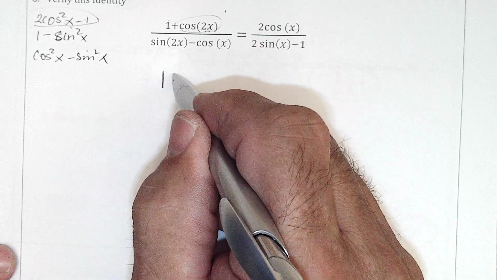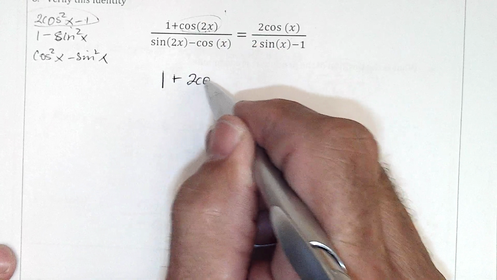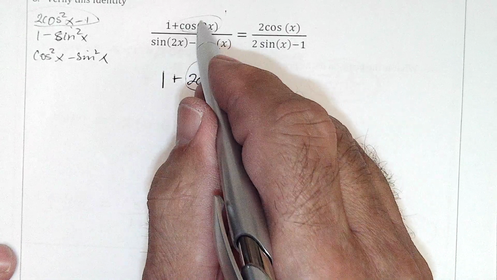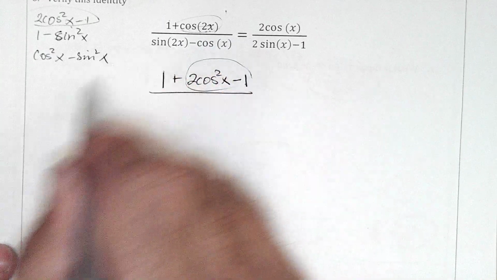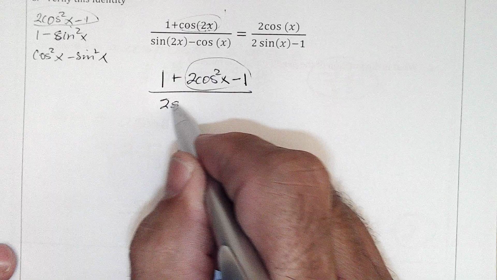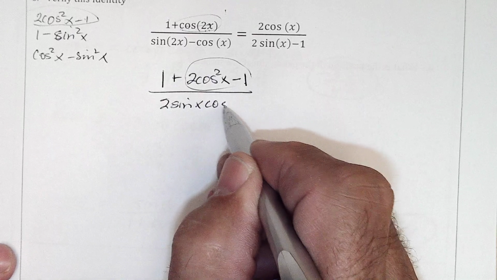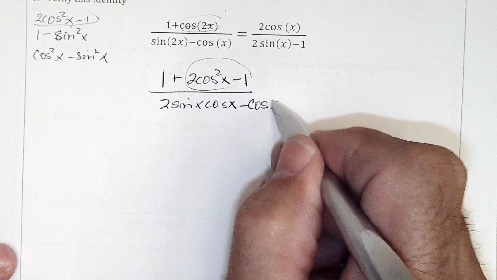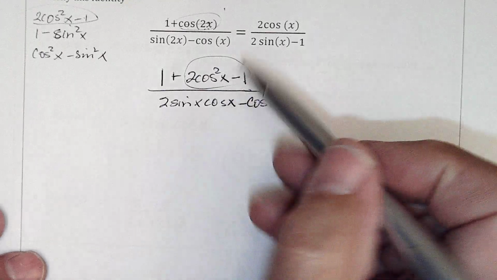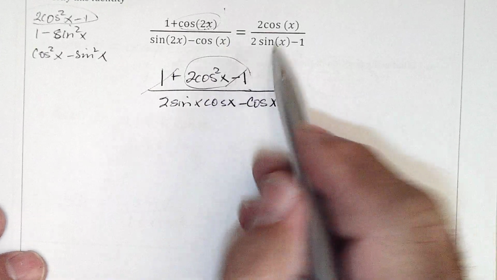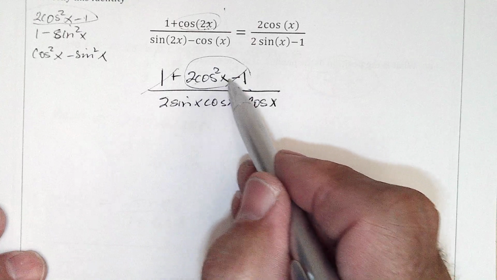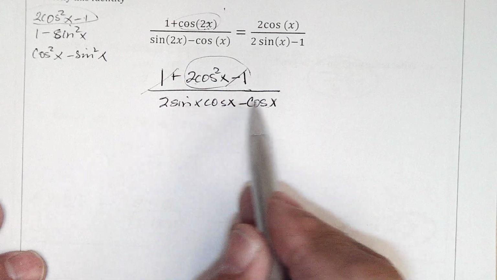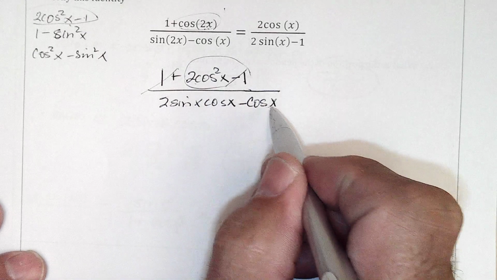I'm going to go 1 plus 2 cosine squared x minus 1. This part is the cosine of 2x. Sine of 2x is 2 sine x cosine x minus cosine x. Now, if the ones cancel, I'm really close to getting that. I just need one of the cosines to disappear. Now I notice that in this, there's a cosine in both of these. So I could factor that out.